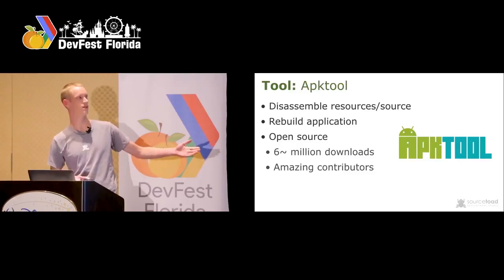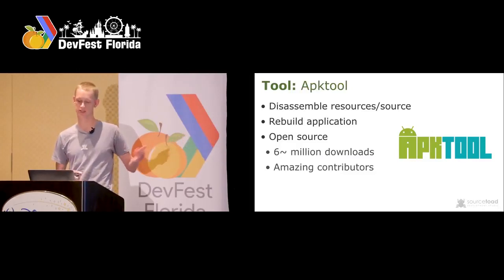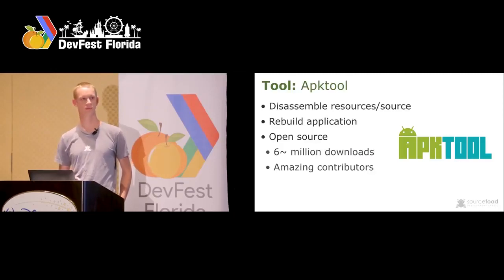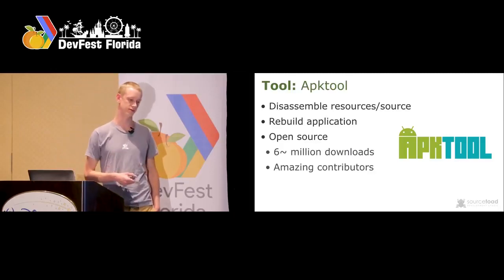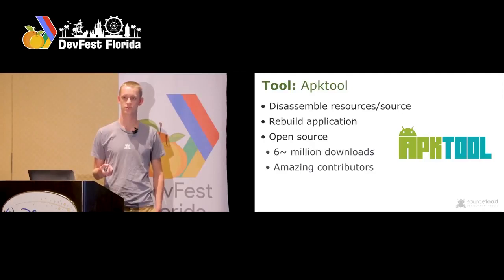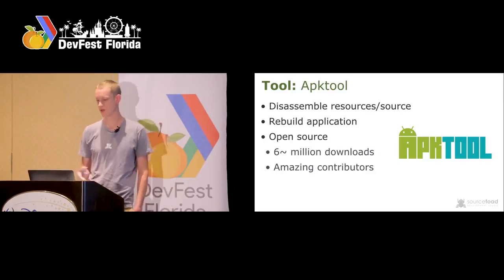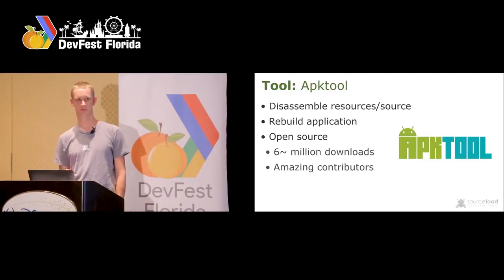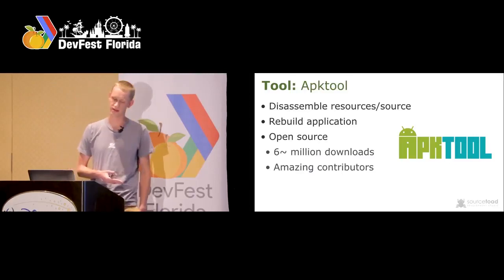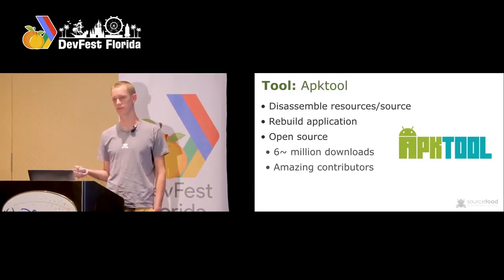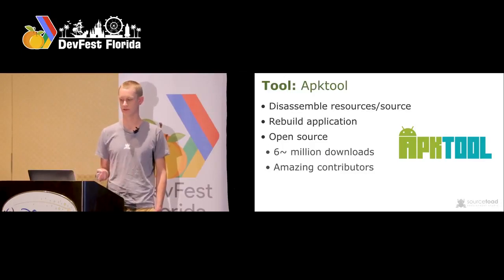But at the core, it disassembles source, which actually uses another great project called Smali. If you're around in that Android community, his name is Ben Gruver, or JesusFreke is his online alias. And we can also rebuild applications, which makes this tool very powerful. It's open source. We're coming up on where we passed 6 million downloads. Since Bitbucket and GitHub removed the download counters and only put them in the API, it's hard to really know how many downloads there are these days.